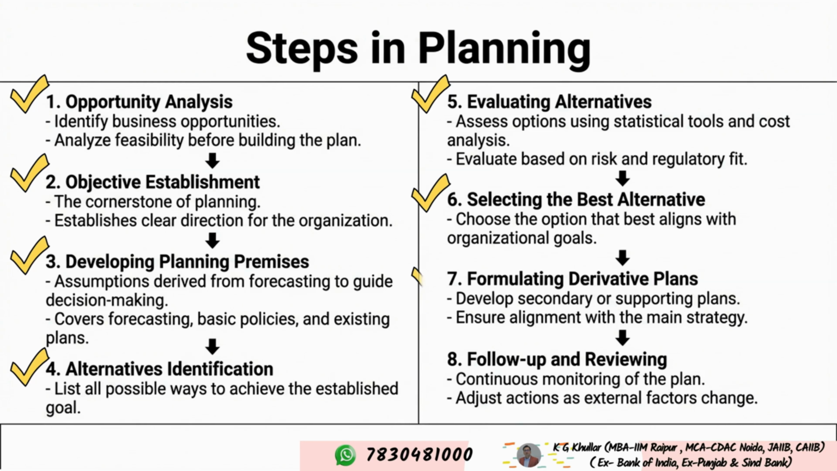Next, step 7 is formulating derivative plans, meaning secondary or supporting plans that align with the main strategy. And finally, step 8 is follow-up and reviewing, which involves continuous monitoring and adjusting the plan as external factors change.